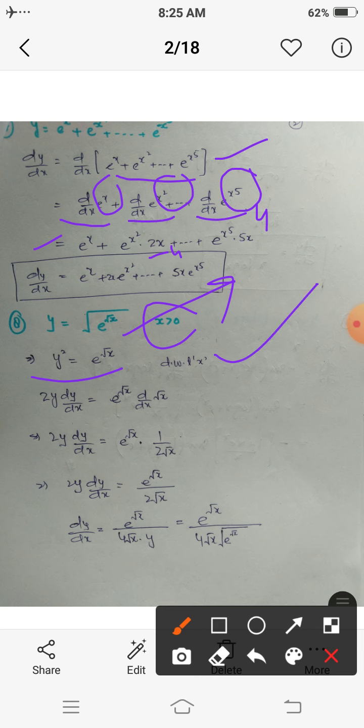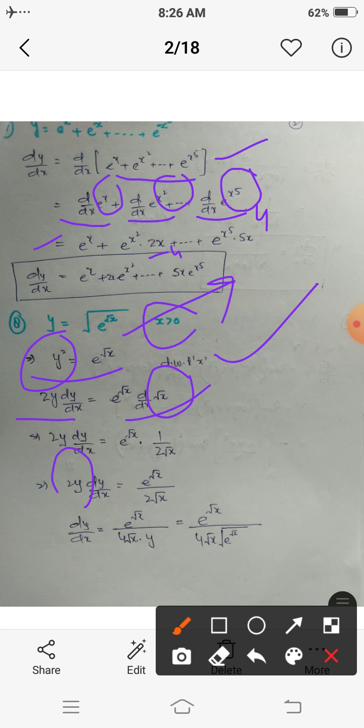Now differentiating with respect to x, differentiation of y square is 2y dy by dx, and differentiation of e raised to power root x is e raised to power root x into d by dx of root x, which gives 2y dy by dx equals e raised to power root x into d by dx of root x. Now differentiation of root x is 1 upon 2 root x, because by using the x raised to power n rule, here n is 1 upon 2, because root means the index is 1 upon 2. Which gives 2y dy by dx equals e raised to power root x into 1 upon 2 root x, or simply dy by dx is e raised to power root x upon 2y.